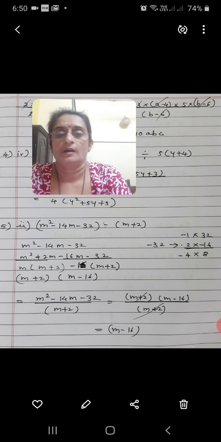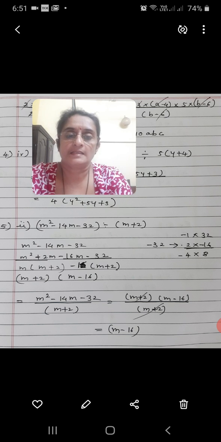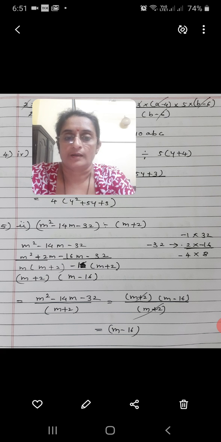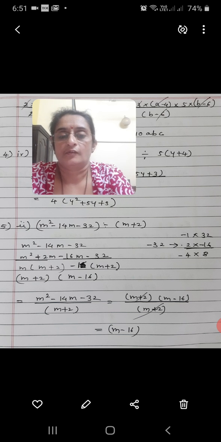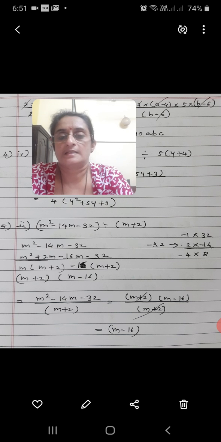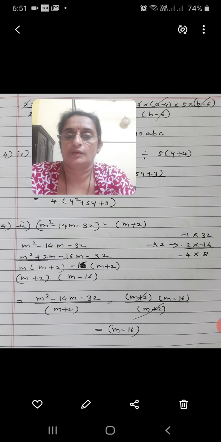So −32, if you get the factors of that, you will get −1 into 32, 2 into −16, 4 into 8, all that gives you 32 as the product. Now we have to see the middle term is 14. Out of these groups, which one gives us 14 as the addition or subtraction? 1 and 32 doesn't give. 4 and 8: addition is 12, subtraction is 4, that is not needed. The second one is 2 and 16: addition is 18, subtraction is 14. So we can take that middle number group, 2 into 16.